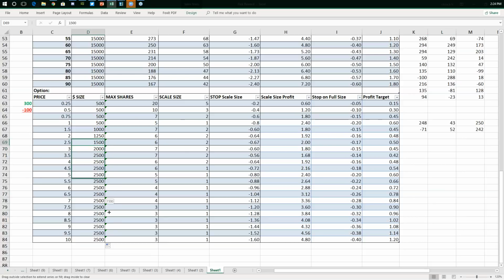Actually, let's make it 1,500 bucks on swing trading options, especially in this market. It's a little bit too choppy. You're probably going to go over your max loss amounts.